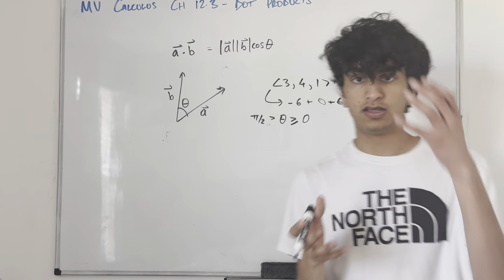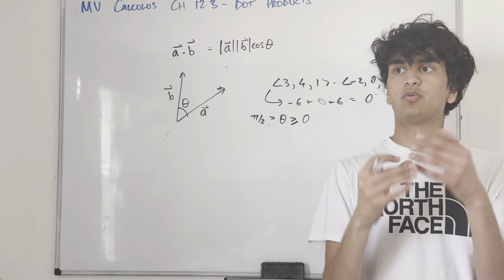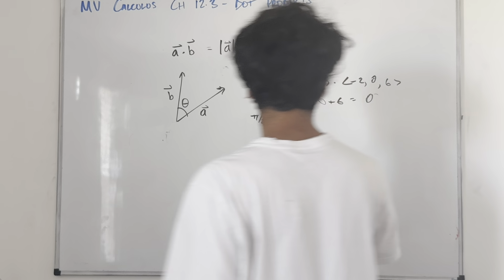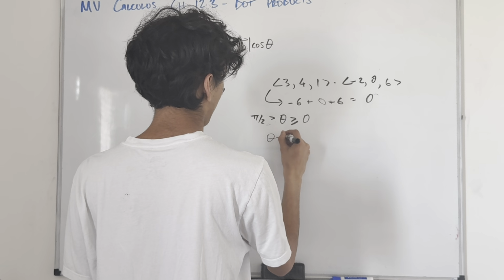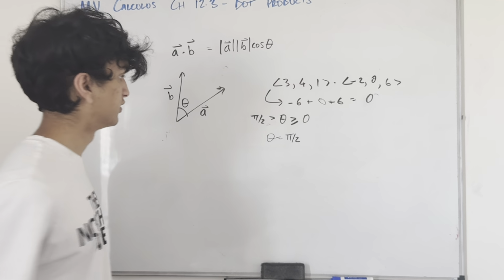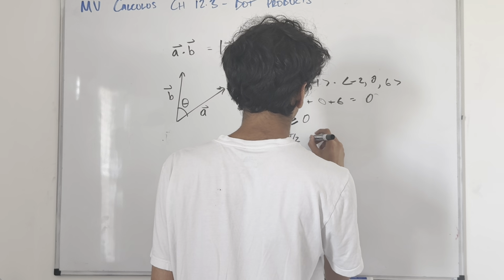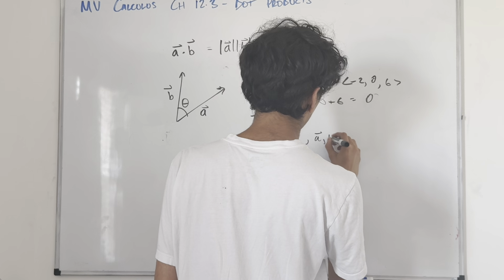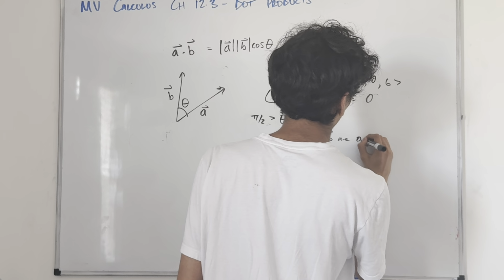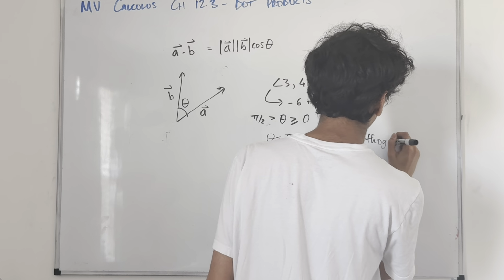So when is cosine theta equal to 0? It's going to be equal to 0 when theta is equal to pi over 2. So in this case, when theta is equal to pi over 2, that's when they're perpendicular. A and B are orthogonal. They're perpendicular with each other.